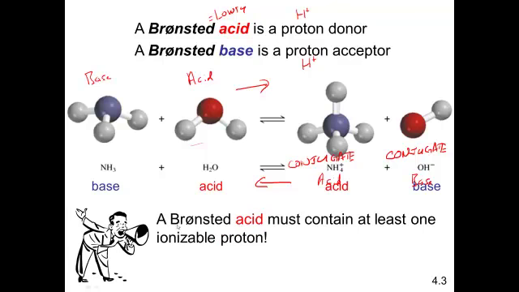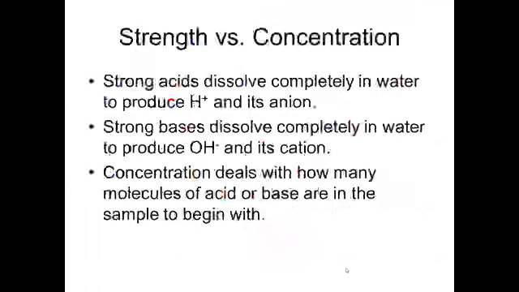Alright, this definition is a little bit better because not all bases produce hydroxide, which kind of eliminates the Arrhenius definition, but all bases do accept protons. So because of that, a Bronsted acid must contain at least one ionizable proton, or one proton that, when put in water, dissociates so that we make some H+. And when it makes H+, we're going to have something else, which we're just going to call A for acid, some negative ion, or some anion.